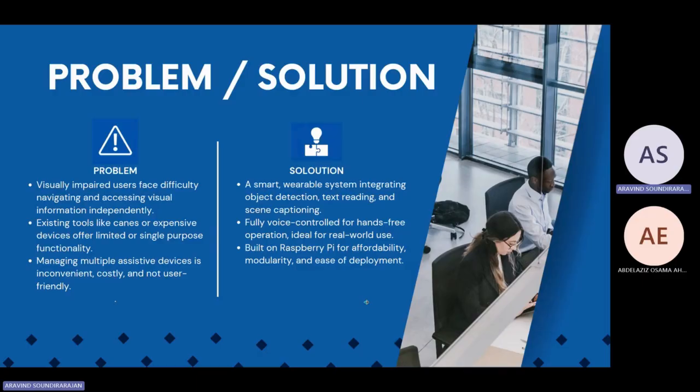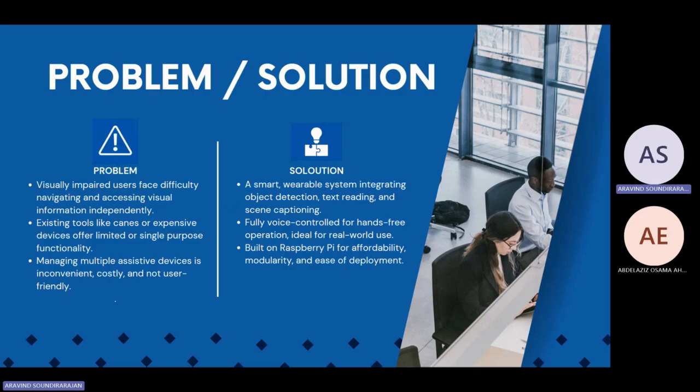Okay, so problem and solution. What is the major problem, and why did we have to come up with a solution by creating the smart glasses? As we know, visually impaired users face difficulty in navigating and accessing visual information independently. Since people nowadays have problems with their sight, they can't do certain things. For example, blind people cannot walk effectively by themselves and cannot cross properly, or people who are elderly are very short-sighted and can't see clearly. So we are trying to create a product that helps solve these issues.